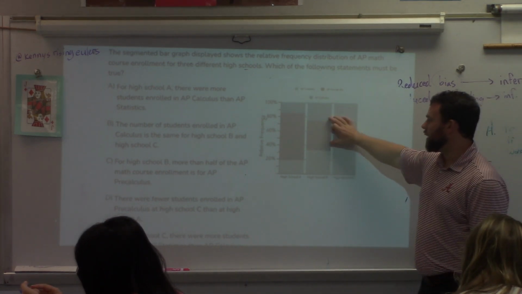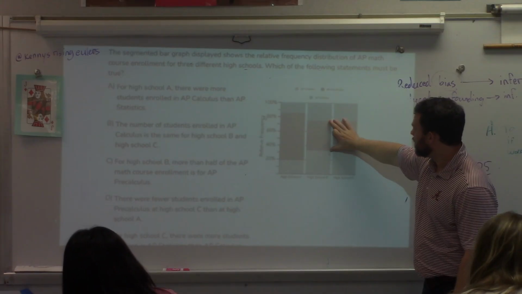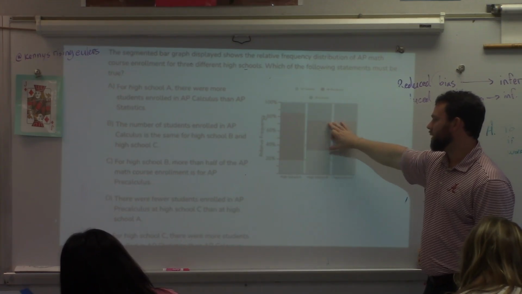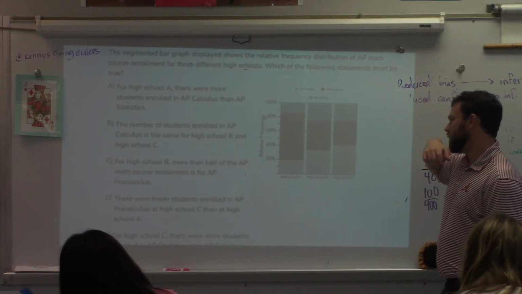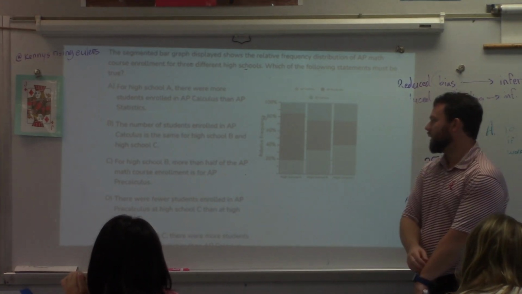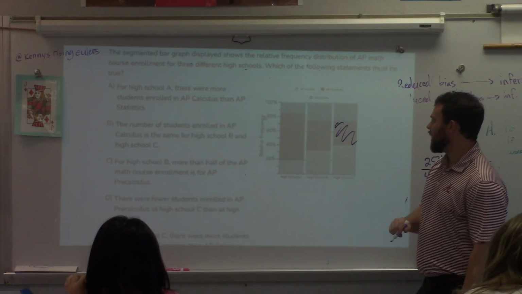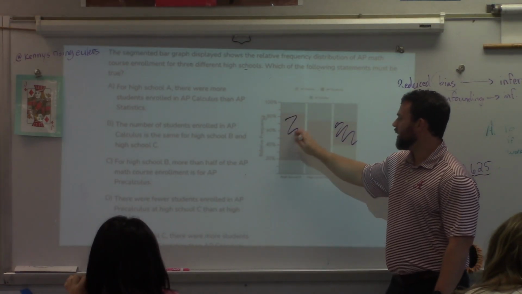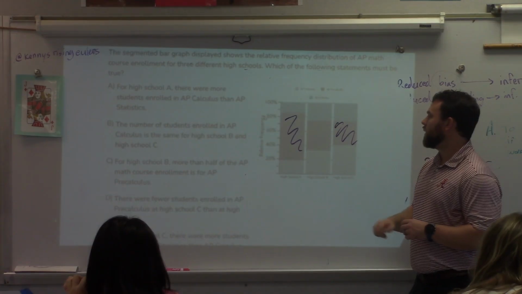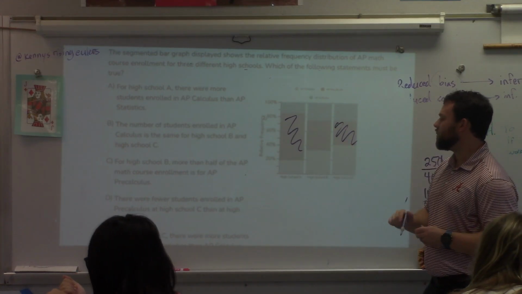For high school B, more than half the AP math course enrollment is for AP pre-cal. What does that go from? 35? So that's not more than half. So C is out. D says there were fewer students enrolled in AP pre-cal at high school C than at high school A. But here's the thing, I don't know how many students unless they have the same population, right? This has a smaller proportion or relative frequency of students in AP pre-cal, but I don't know that.